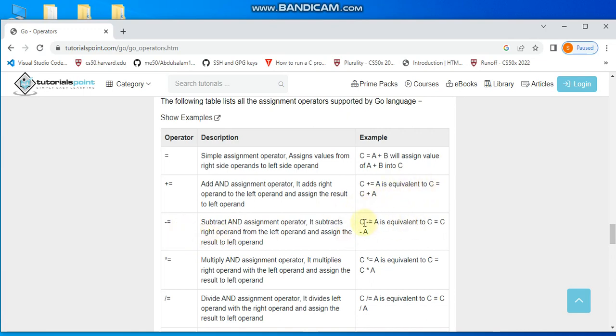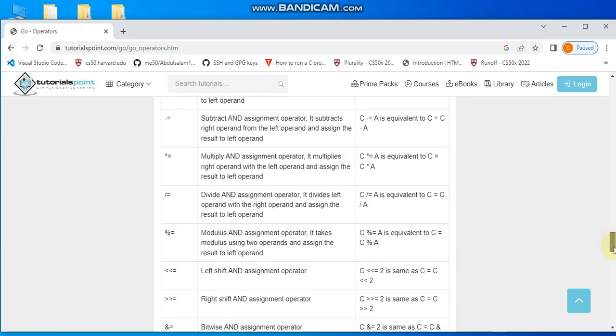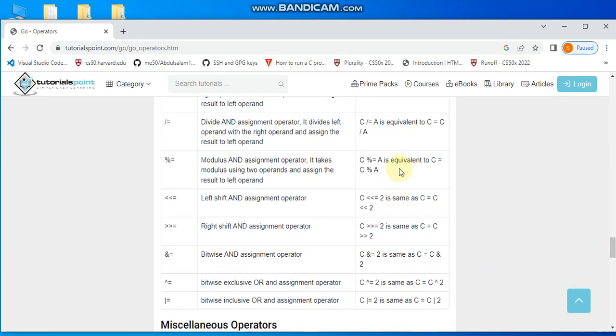This one is equivalent to c minus a. Here c times a, then the other one is c divided by a. Whereas the modulus operator is c divided by a, giving the remainder. That's the modulus operator. Then we also have these ones together with it.